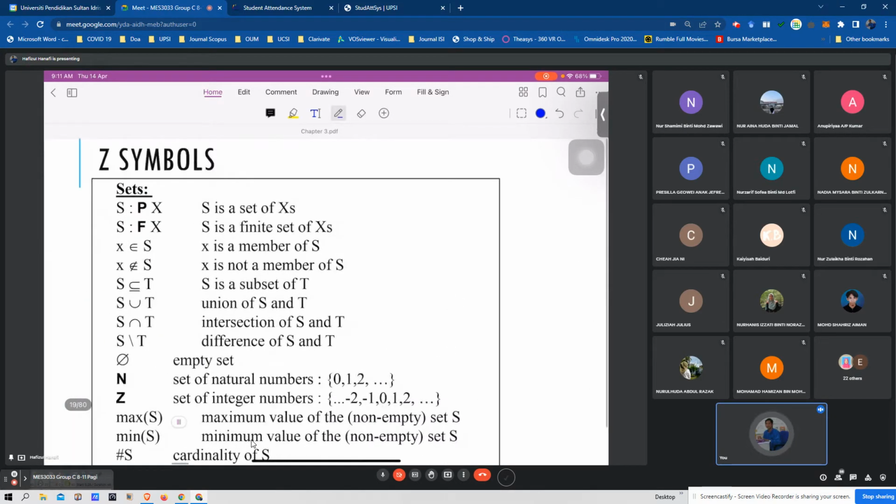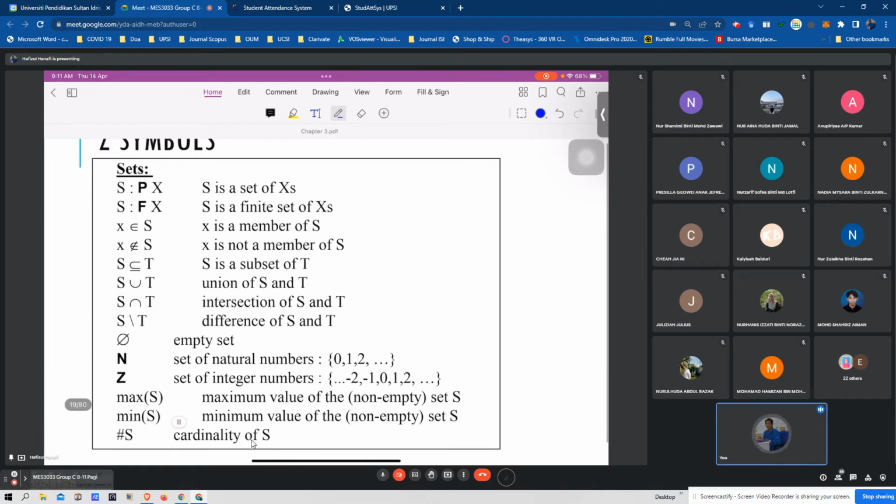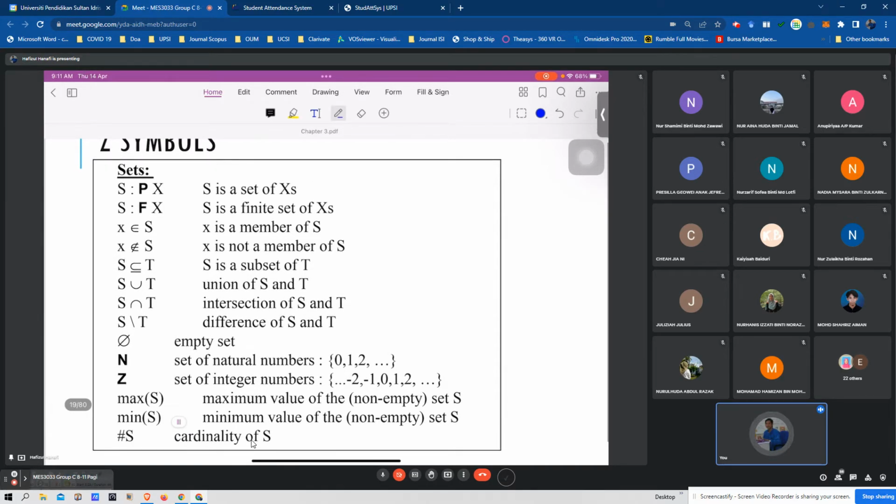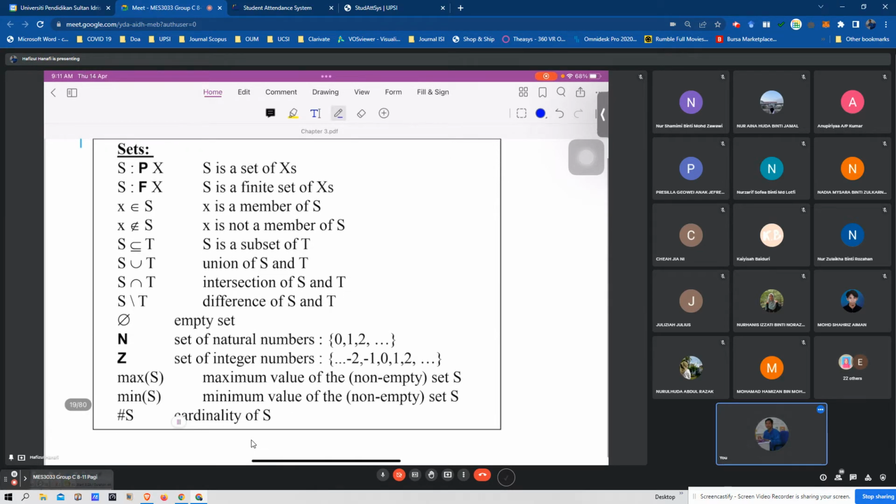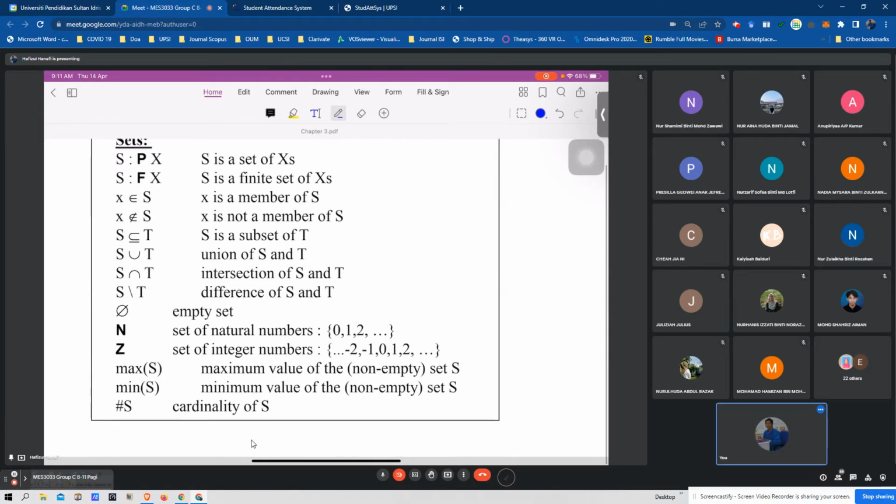Okay, this one, if you go by the symbols, we have S as a set of X, F is a finite set, member, not member, subset, union, intersection, difference, empty set, natural numbers, integer numbers. Okay, and then we have cardinality.